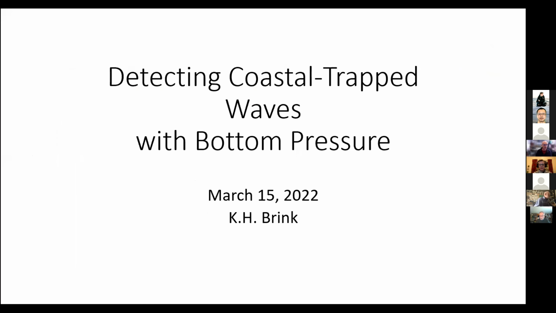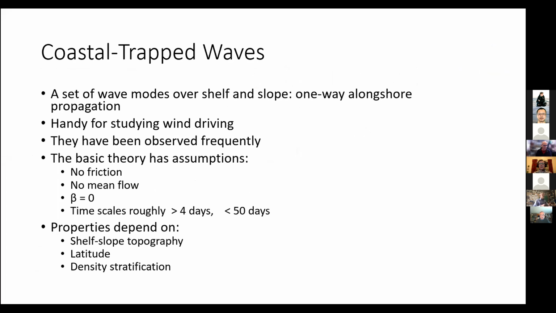Okay, great. Right. So I was asked to talk a little bit about coastal trapped waves today. So the first thing is, what is a coastal trapped wave? These are a set of waves confined over the continental shelf and slope, and they're strongly affected by Earth's rotation. Consequently, they only propagate one way along shore, which would be away from the equator on the eastern side of the Pacific and towards the equator on the western side of the Pacific.